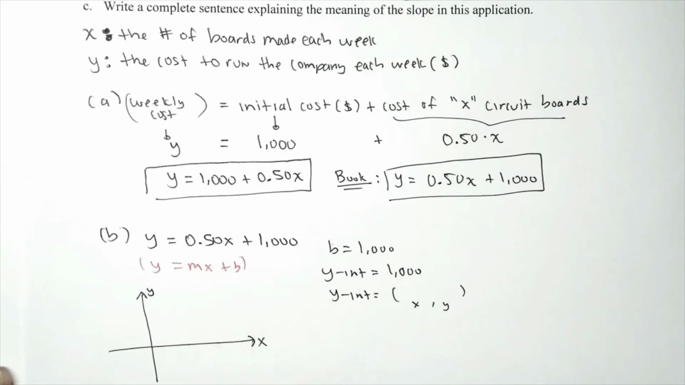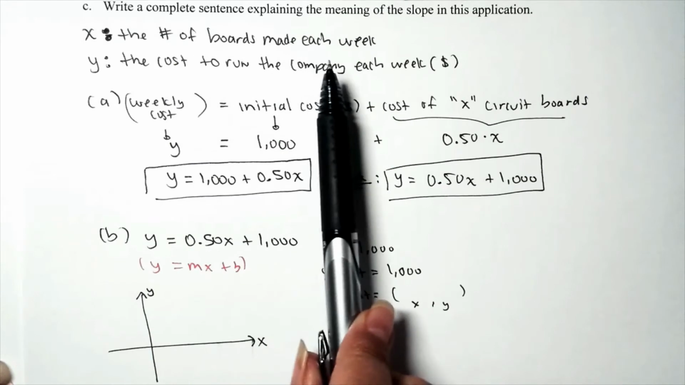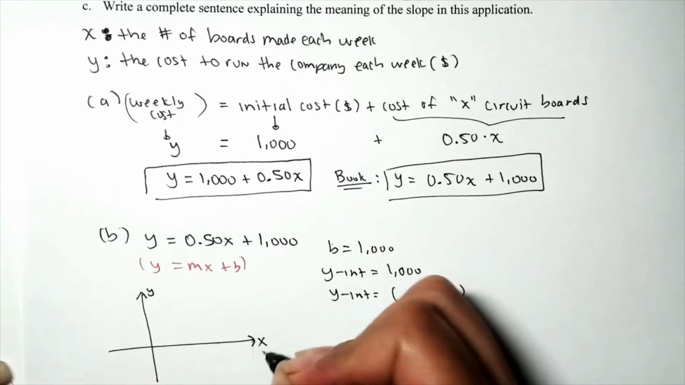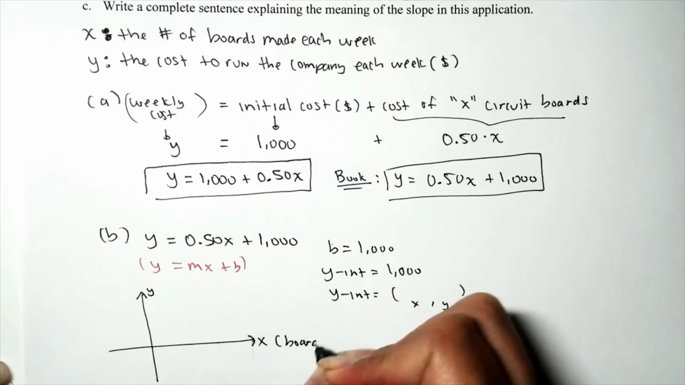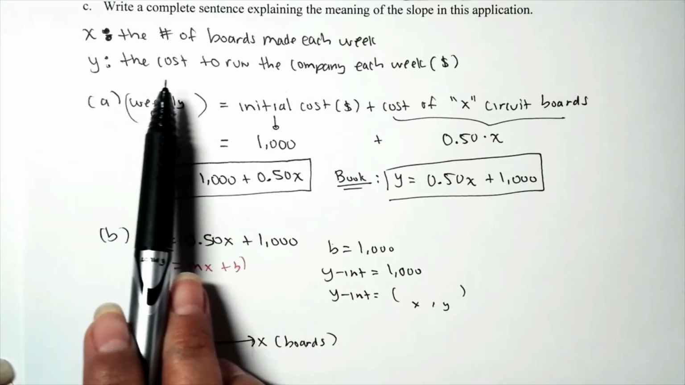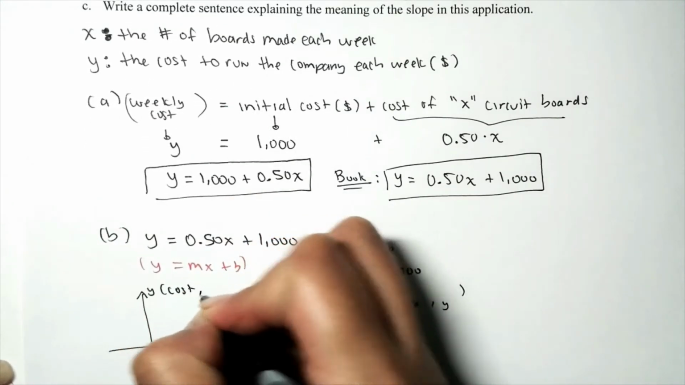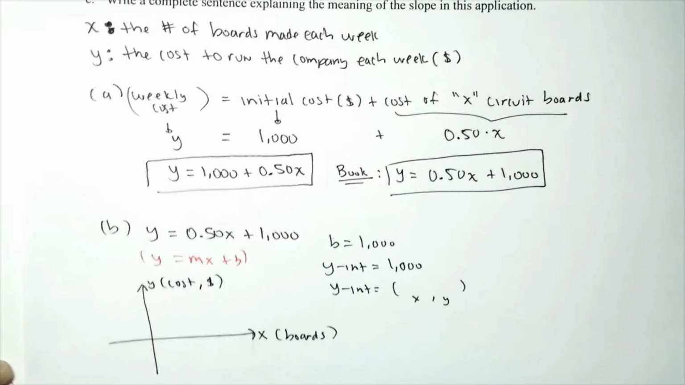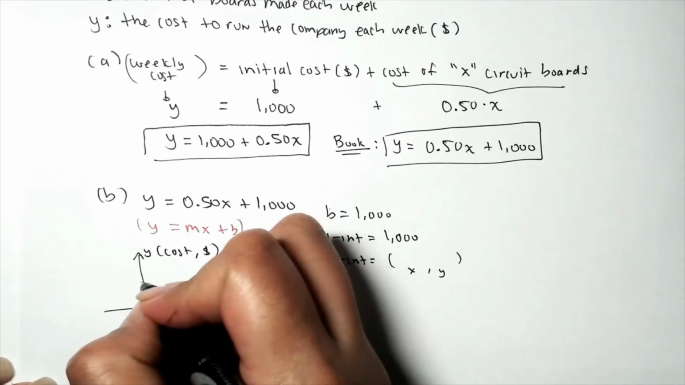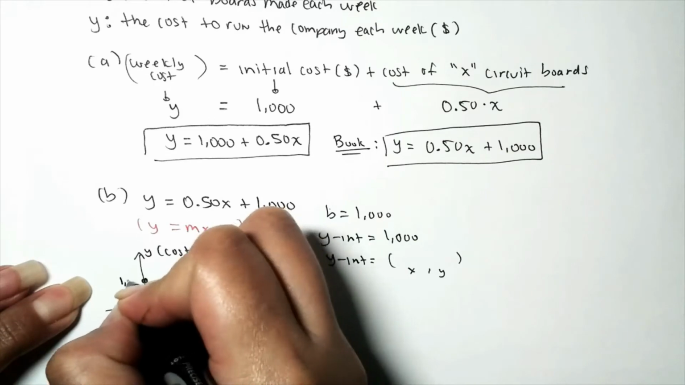What does X represent? X represents the number of boards made each week. So I'm going to say that we have the number of boards. Y represents what? The cost to run the company each week. So let me just put cost, and the units are in terms of dollars. So the Y-intercept is at 1,000. I'm just going to graph it and say that this is 1,000.